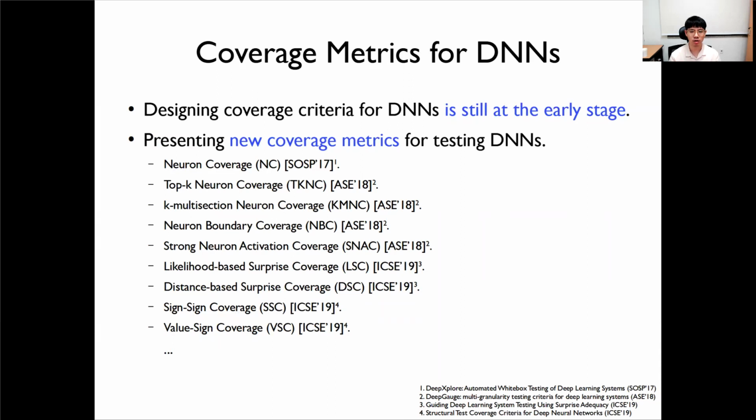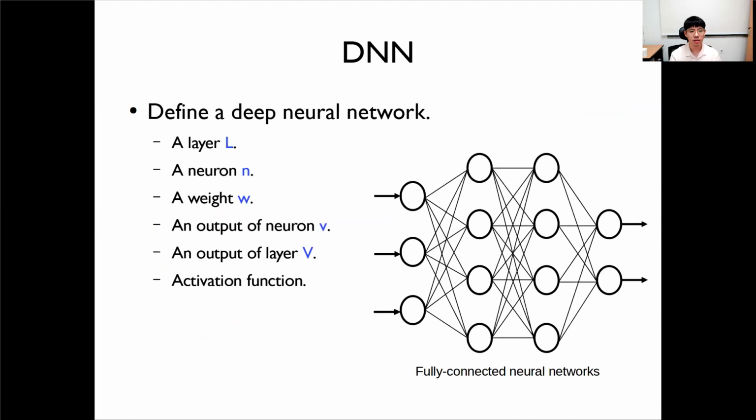So to introduce some coverage metrics for DNNs, I will first briefly introduce DNNs and the terminology used in DNNs, although everyone may know these terms. For presentation simplicity, I will focus on explaining the fully connected neural network on the right. And we will informally learn terms like layer, neuron, weight, output value of a layer, activation functions, and so on.